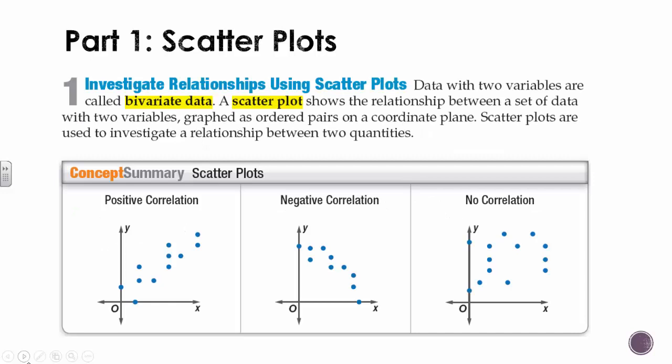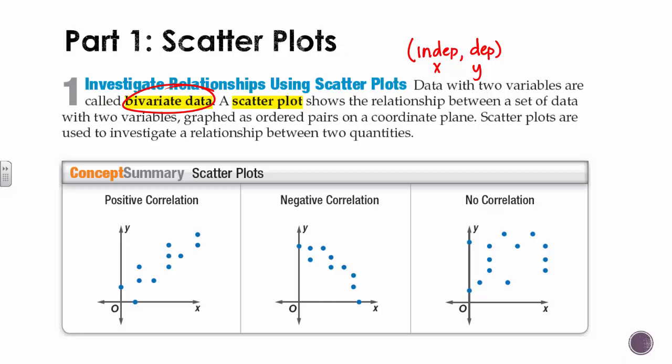So in a scatter plot, we graph two sets of data, and we call this bivariate data, bi meaning two. A scatter plot shows the relationship between those two variables, and they're always graphed as ordered pairs. So whatever the two things are, you have your independent variable and then your dependent variable. And remember, this is your x and your y. Scatter plots are used to investigate relationships between two quantities. So we can draw conclusions.